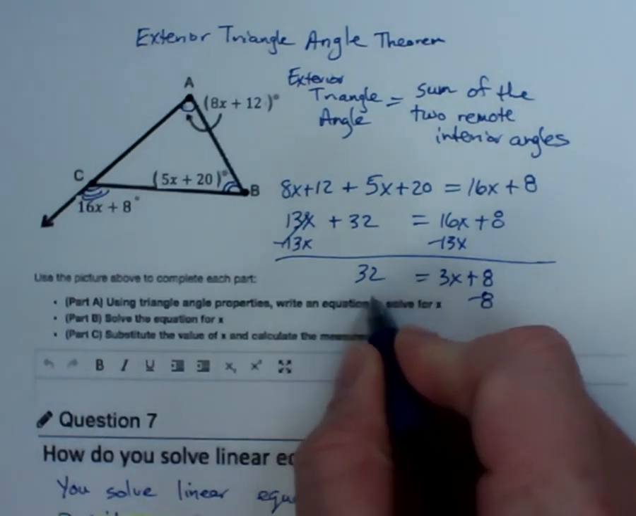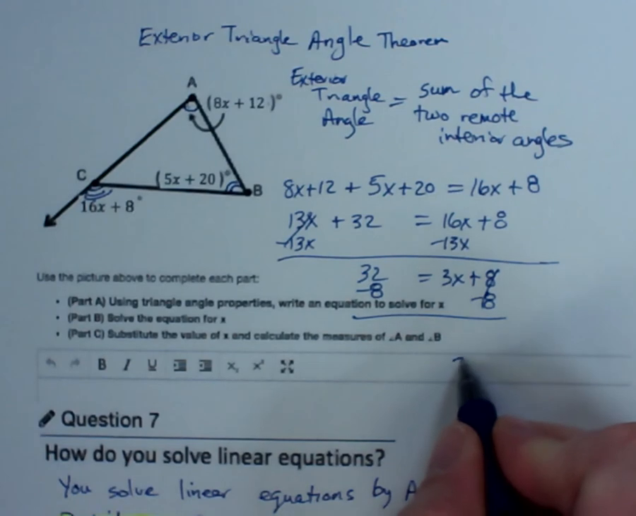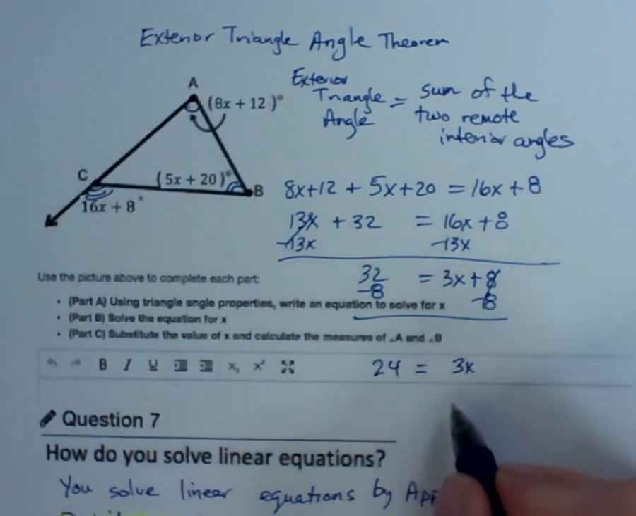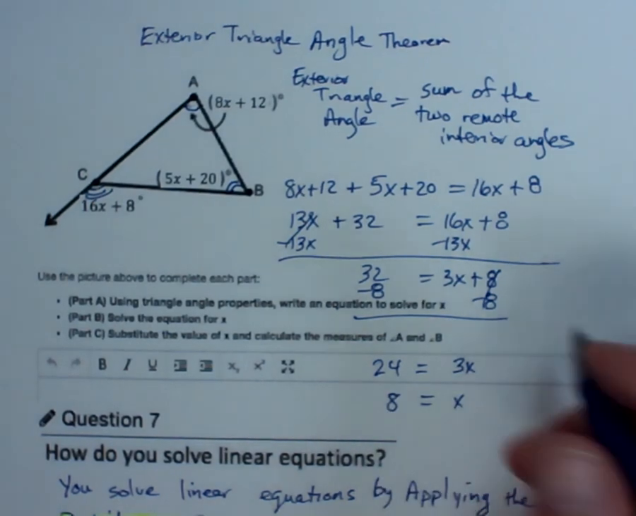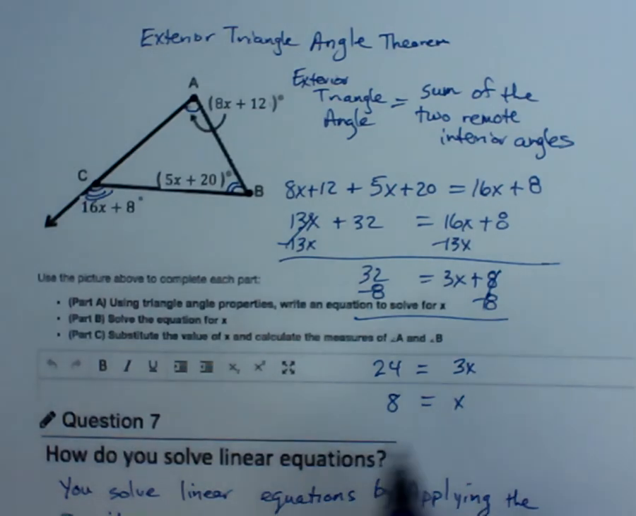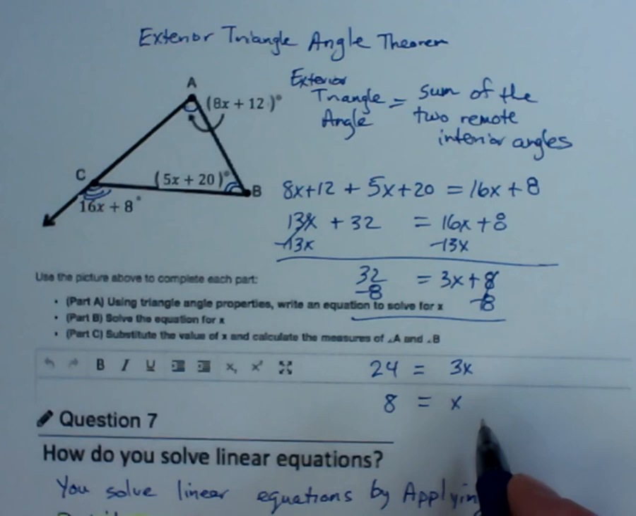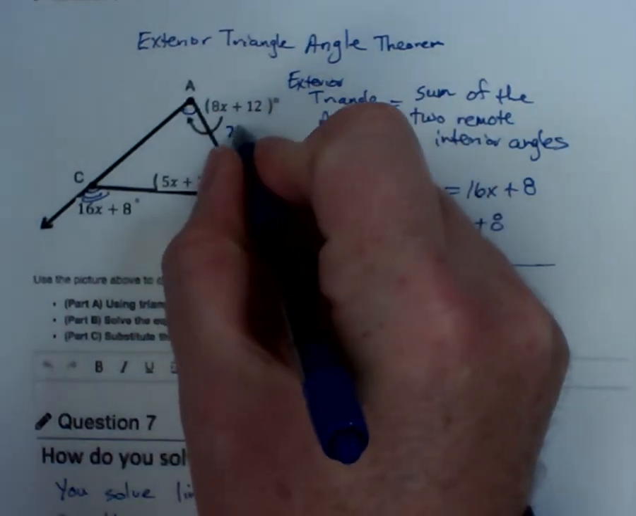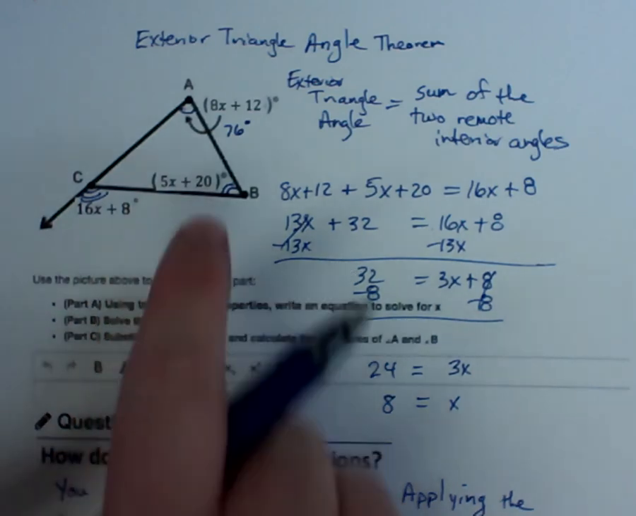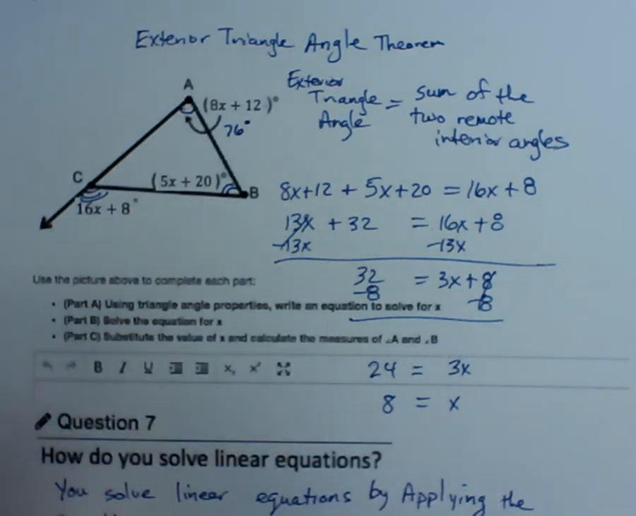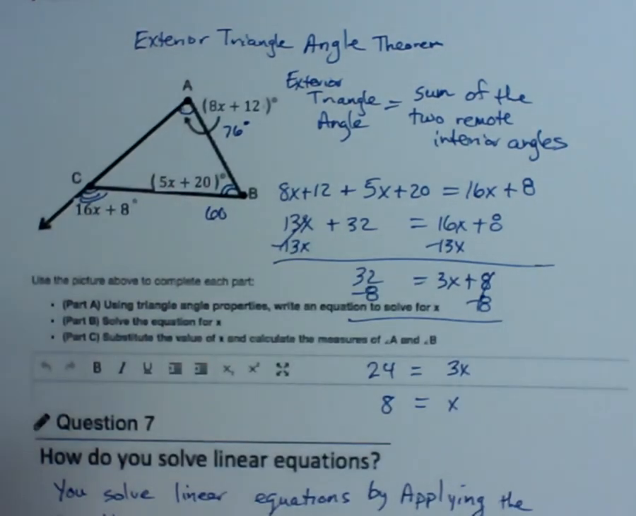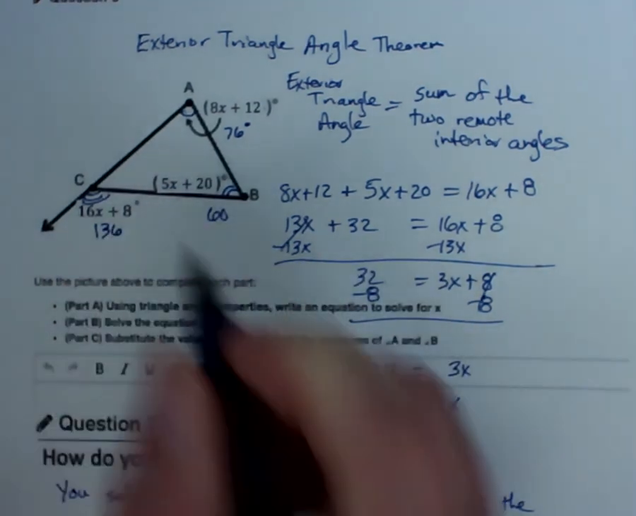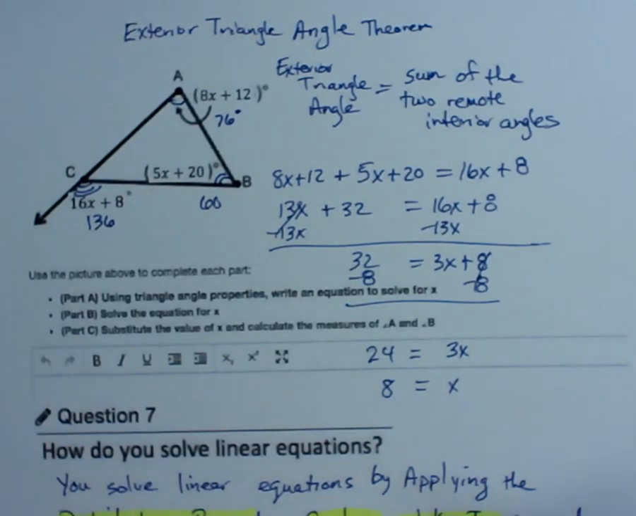I'm going to subtract 8 from both sides. I get 3x equals 24. So x equals 8. And now I need to find the angles. 8 times 8 is 64 plus 12, 76 degrees. 5 times 8 is 40 plus 20 is 60. 16 times 8 plus 8 is 136. And then a quick check. 76 plus 60 does equal 136, so this is the correct answer.